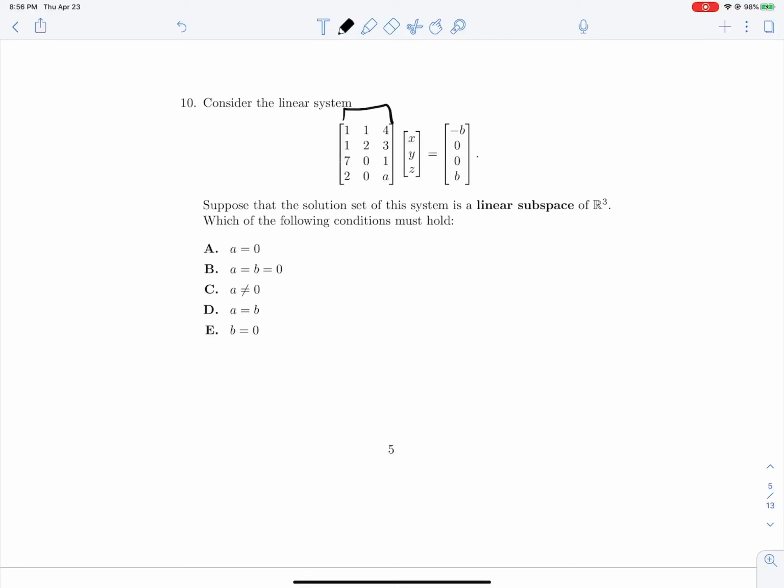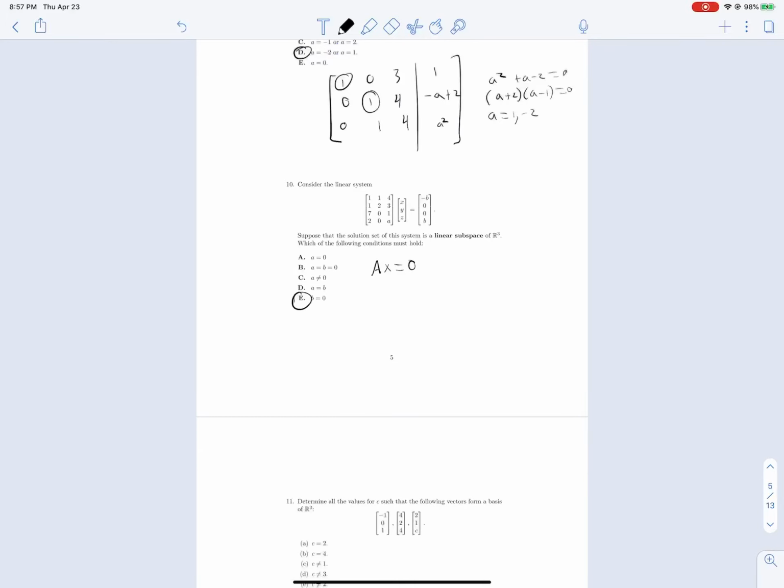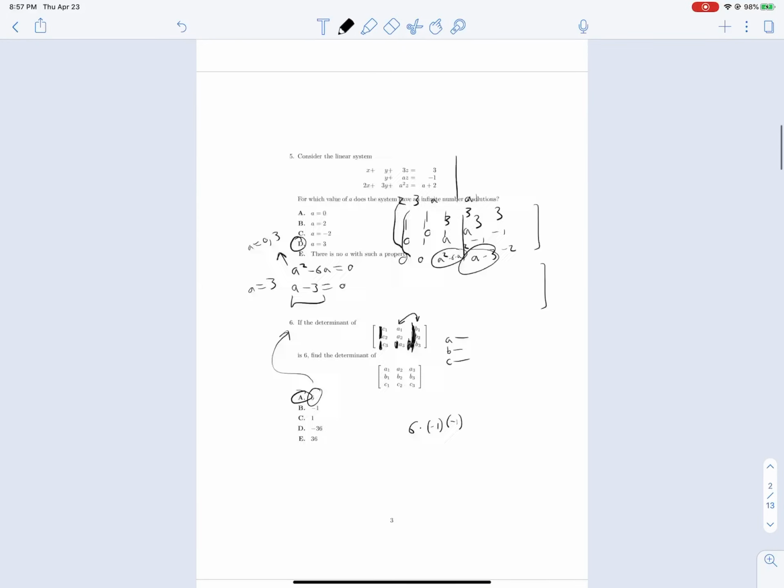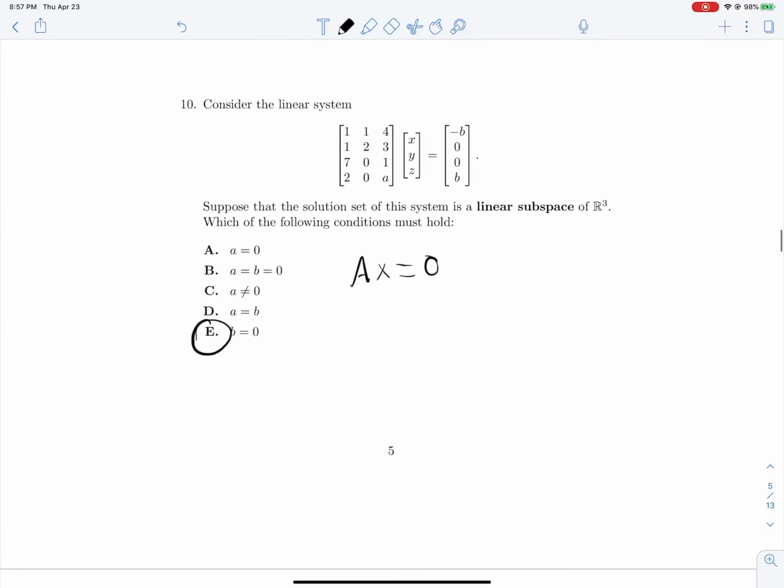We have 3 columns. We're looking for a subspace of R3, and the null space by definition is a solution to AX equals 0. So if B over here is equal to 0, we have exactly the null space. So 10 is E, and this is one of the ones where it's more difficult to show why all of these other ones are false than why this particular one is true.